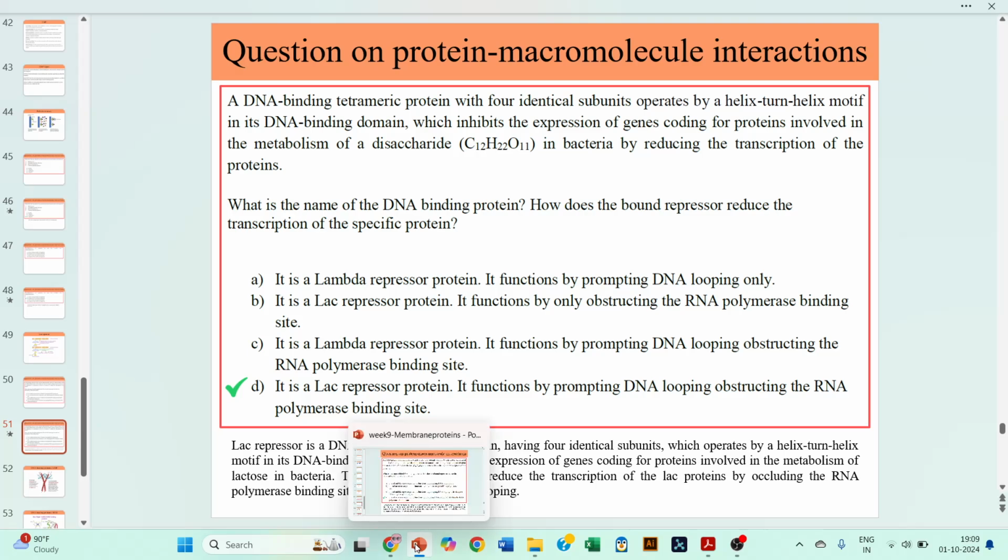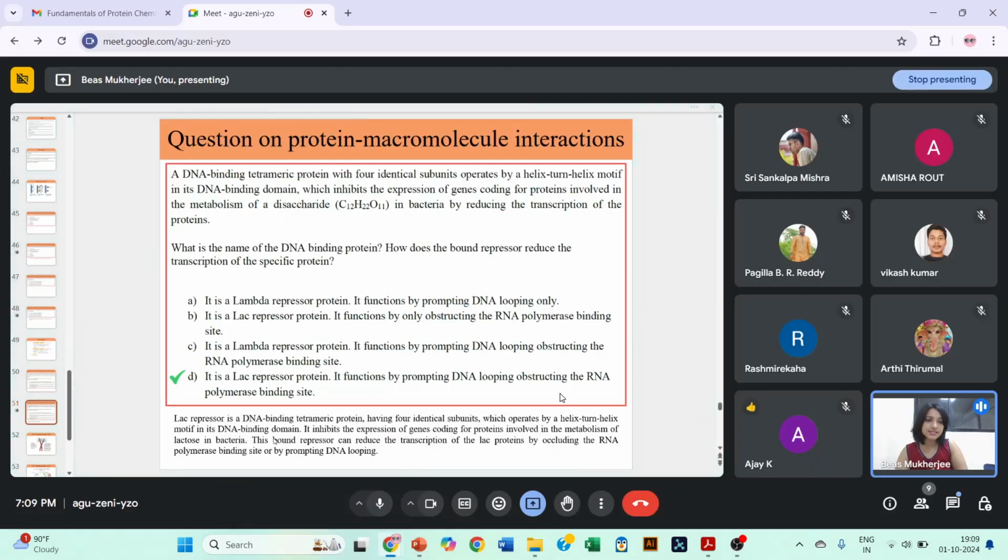So here they are saying that there is basically prompting DNA looping obstruction, but I would say that this is seen in the tryptophan operon. In the trp operon we know that there is DNA looping, and that is how transcription is prevented, right? So in my opinion, the right answer should be B. If this is the lac operon, then it should be B. Right option should be B.